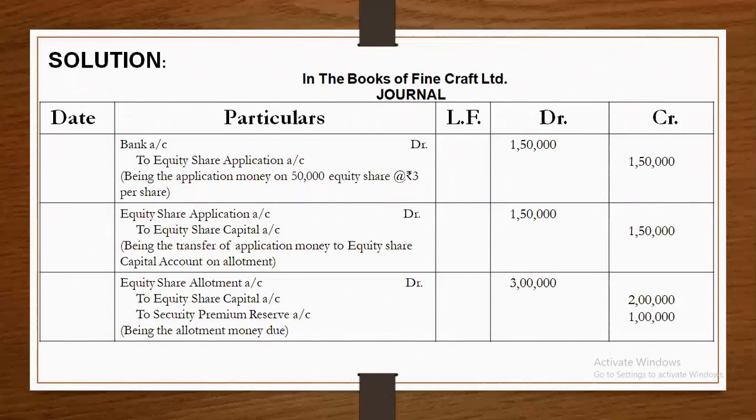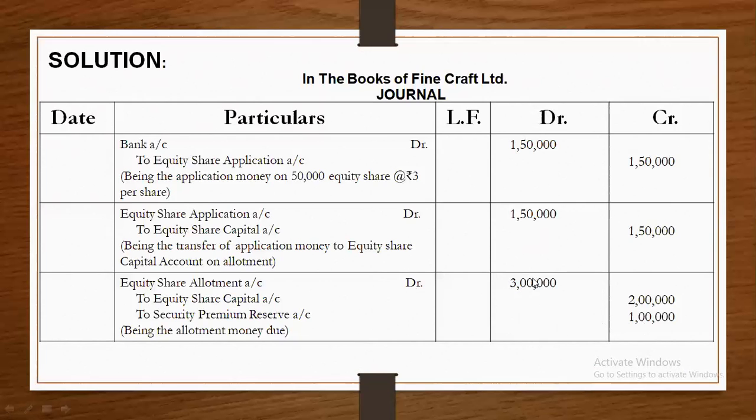Bank account debit to equity share application account 1,50,000, 50,000 into 3. And then this amount will be transferred to share capital account, and the journal entry will be equity share application account debit 1,50,000 to equity share capital account 1,50,000. Then allotment is due. Equity share allotment account on 50,000 shares at the rate of 6, this will become 3 lakh. Equity share capital account 2 lakh and security premium reserve account 1 lakh.